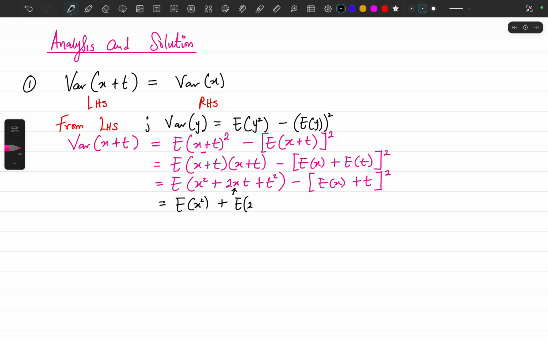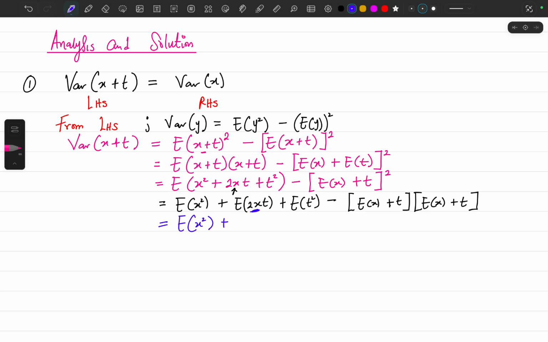It's going to be the expected value of 2xt, then plus the expected value of t squared. You see that right there? Okay, so this is going to be 2, bracket, the expected value of x plus t, and in another bracket the expected value of x plus t. Okay, so from here we can make things work out, as this is going to expand out as the expected value all squared plus here.